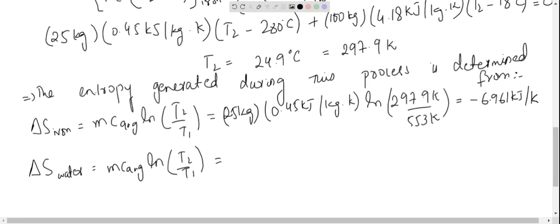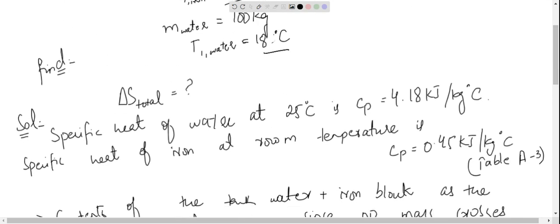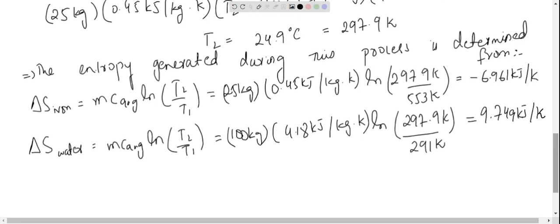Now we put the mass of the water, that is 100 kg, and the c value of water, that is 4.18 kilojoule per kg Kelvin. Now ln of T2, which we have found, 297.9 Kelvin divided by T1, as T1 is 18 degrees centigrade, so we converted that into Kelvin, 291 Kelvin. By solving this, it equals 9.749 kilojoule per Kelvin.